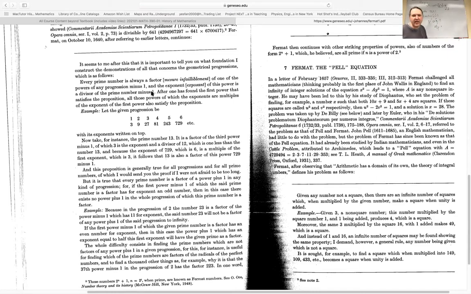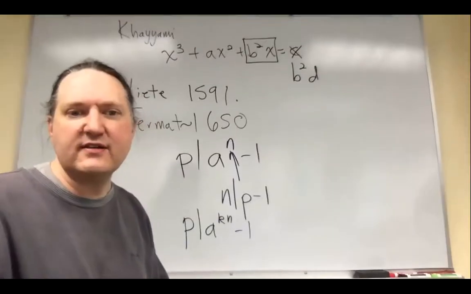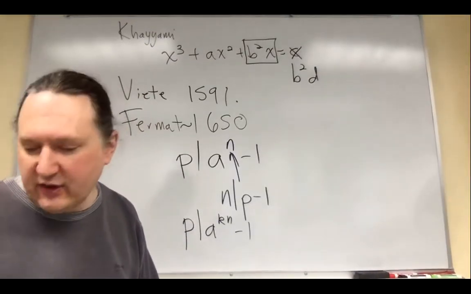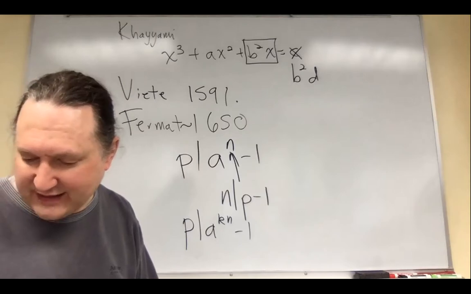Okay, fine. And after one has found the first power that satisfies this proposition, all those powers of which the exponents are multiple of the exponent of the first power also satisfy this proposition. So P also divides any number times that exponent. I will let you see this larger. There we go. This is what's called Fermat's little theorem, or I think in this book it's called the lesser theorem.